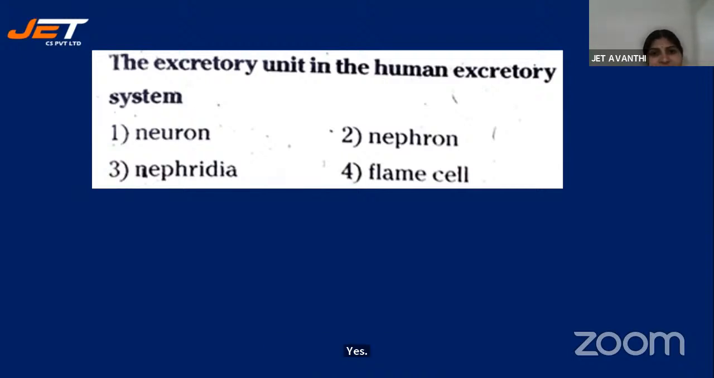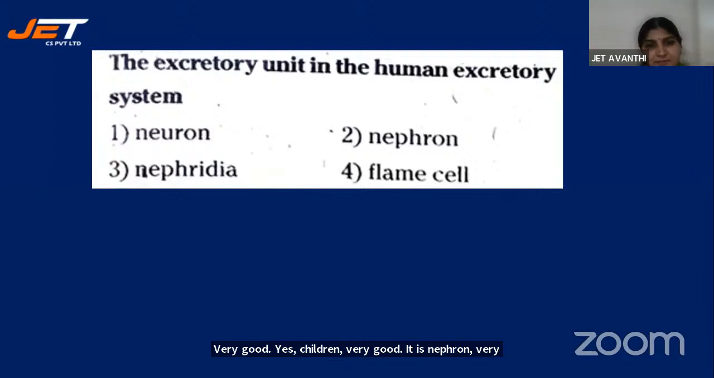Okay. So I want answers, children. You are giving very good answers. The excretory unit in the human excretory system. What are the major units where the filtration of the blood will be done? Or what are the structural and functional units of kidneys? Yes, I'm getting answers. Very good. It is nephron. Most of you have given the correct answer. Chintu, Mallesh, Anthony. Very good. Nephron, children. Very, very important question.